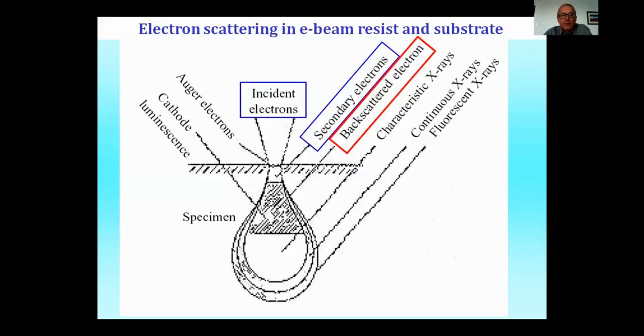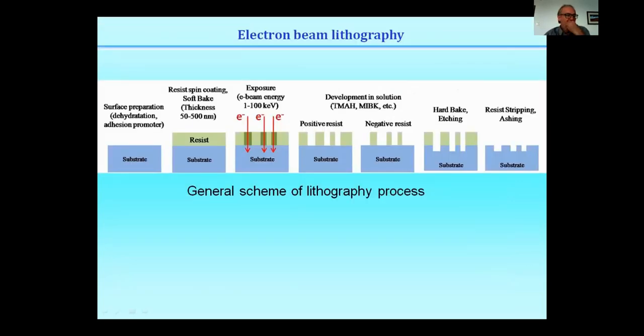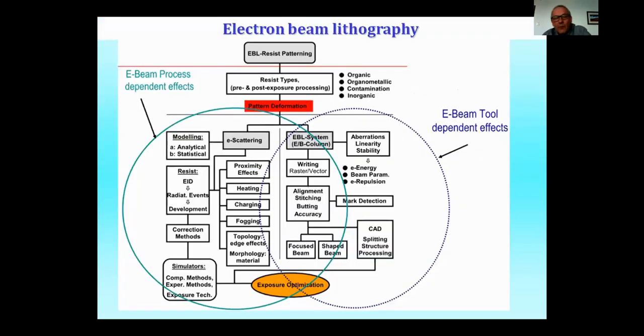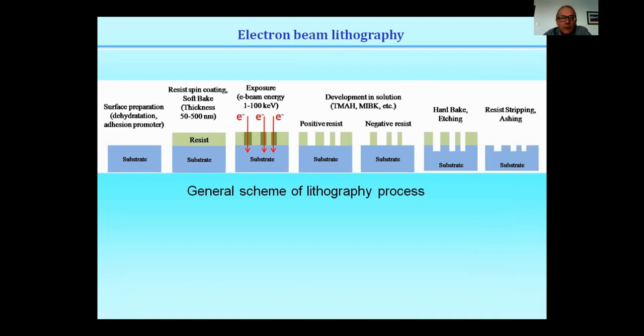Electrons striking the material have some interactions, but in lithography only secondary electrons and backscattered electrons from the substrate are important. Concerning the lithography process, this is similar for every lithography. The difference is only that we use an electron beam for exposures and special materials sensitive to electrons. But every one of these processes influences the final resolution and throughput of the lithography process.